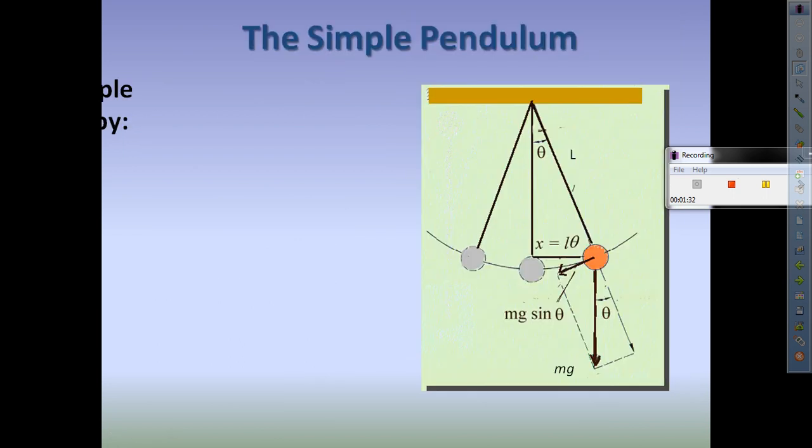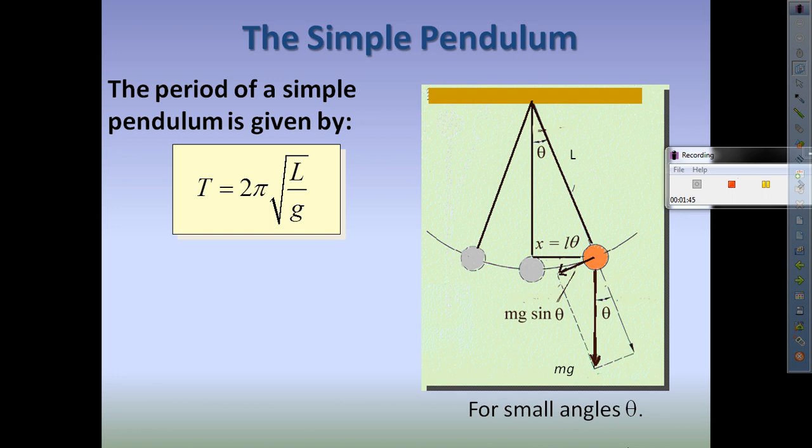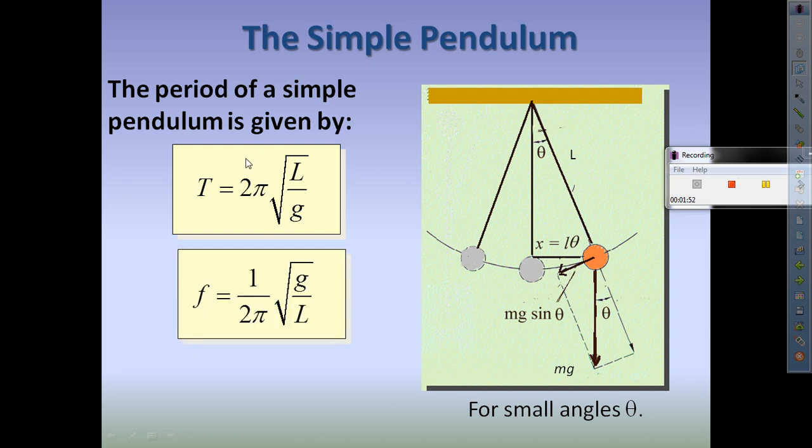All right, so the simple pendulum. The period of a simple pendulum is given by T is equal to 2 pi times the square root of L over g, where L is the length of the pendulum and g is gravity. This only works if we keep our angle less than 15 degrees. So that's what it means by the small angle theta. You need to stay 15 degrees or smaller. All right, if this is my period equation, then the inverse of that would be my frequency equation.